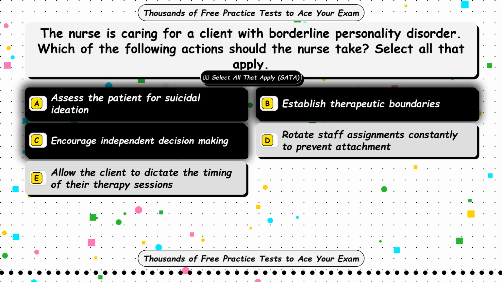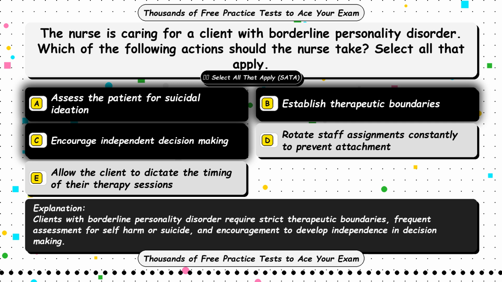The correct answers are options A and B and C. Assess the patient for suicidal ideation. Establish therapeutic boundaries. Encourage independent decision-making. Clients with borderline personality disorder require strict therapeutic boundaries, frequent assessment for self-harm or suicide, and encouragement to develop independence in decision-making.